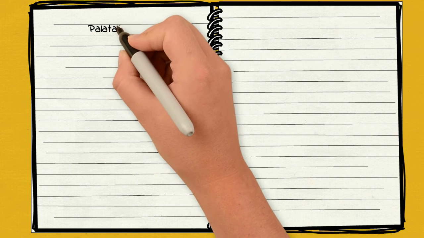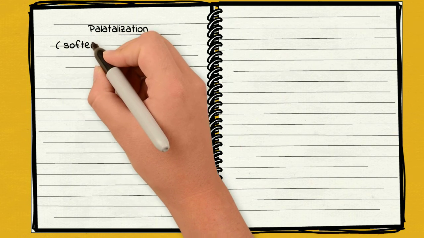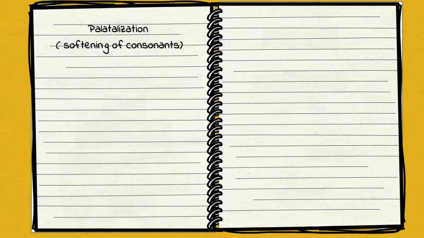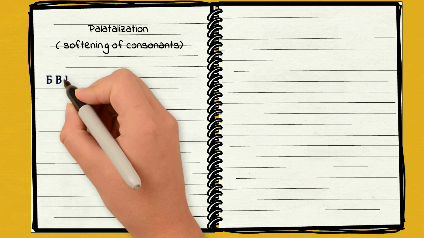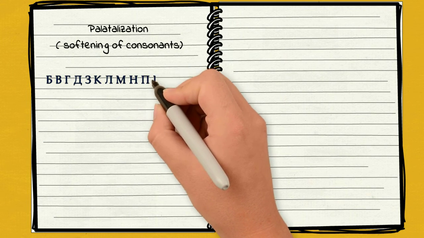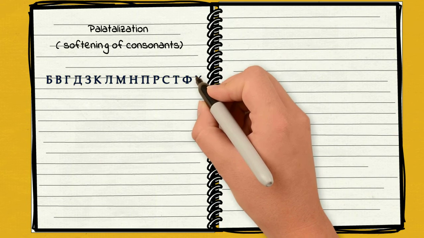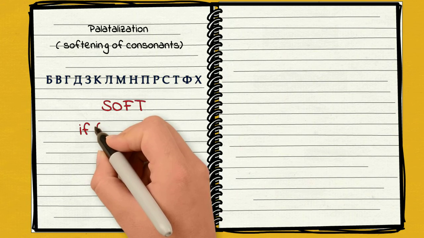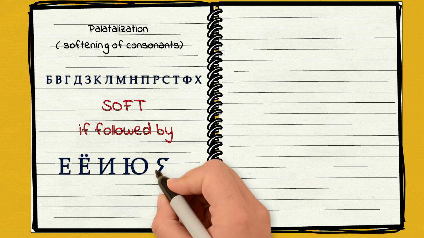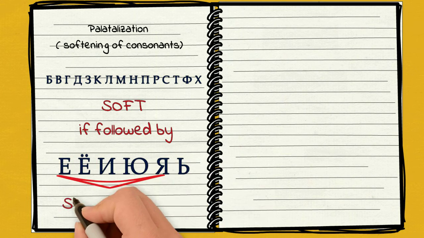Palatalization, or softening of consonants. Almost all Russian consonants can be pronounced either hard or soft. The consonants B, V, G, D, Z, K, L, M, N, P, R, S, T, F, H are pronounced soft if followed by Е, Ё, И, Ю, Я or мягкий знак.